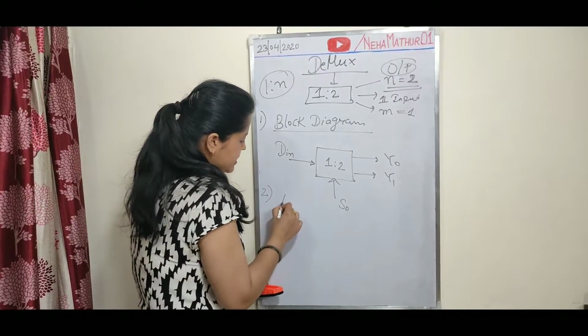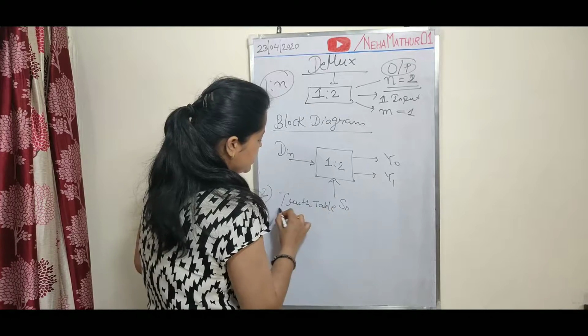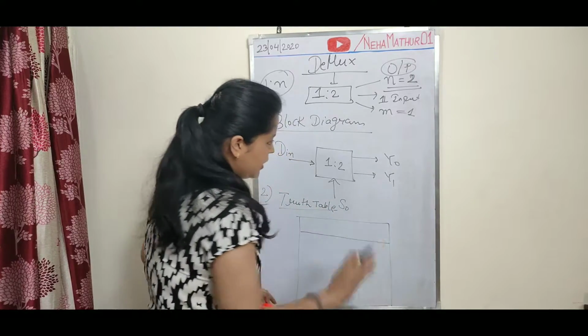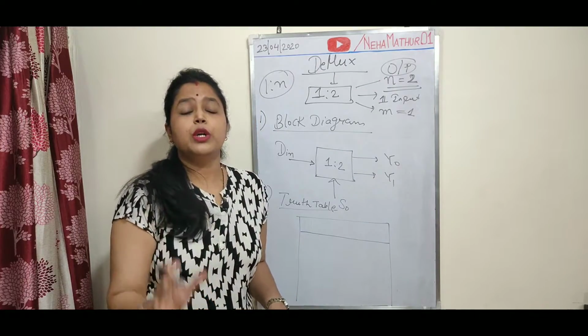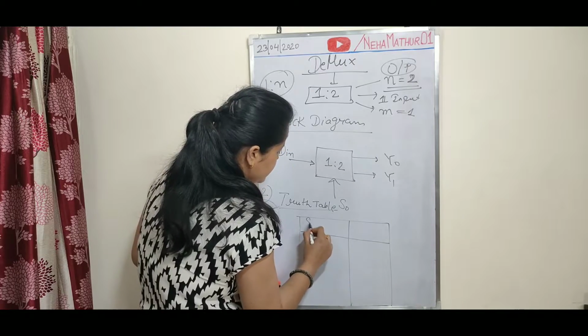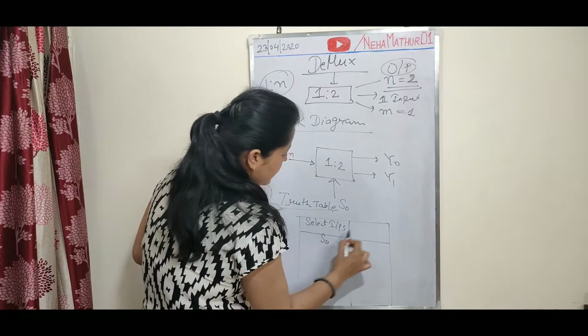Now the next step is the truth table. The truth table itself defines the relationship between input and output. Here the selection of the output totally depends on the selection input. So the table will be between the select input, that is S0, and the outputs.